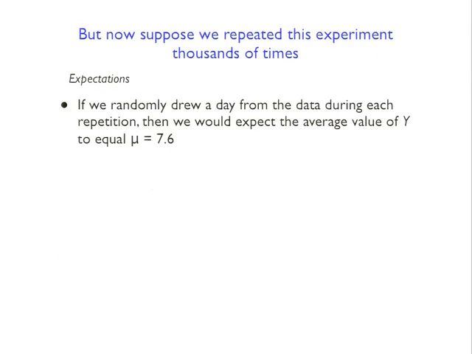So are we defining the 7.6 as like the mean of the 10,000 observations?